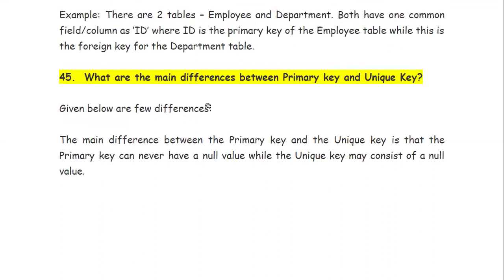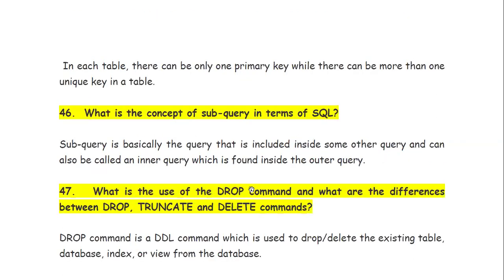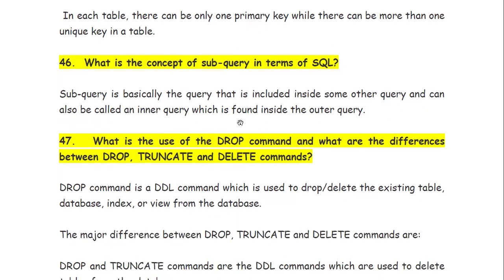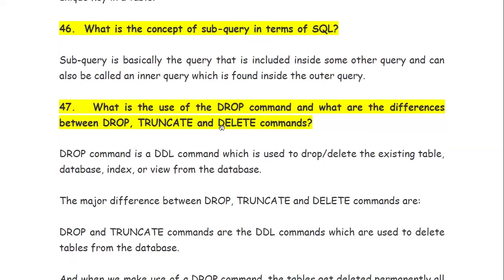Can you tell me the difference, or you can say the main difference, between primary key and unique key? Yes, the primary key and unique key. Primary key can never have a null value, but a unique key may consist of a null value. I tell you the difference between primary key and unique constraint, the same thing here. But the question may be asked in a different way also. And one more thing, you should not forget that there can be only one primary key, while there can be more than one unique key or unique constraint in a table.